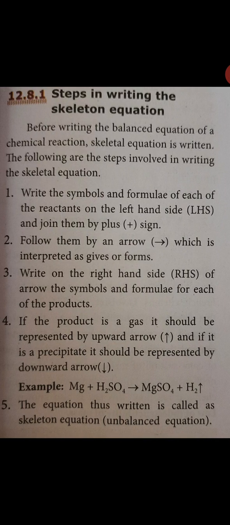Then the fifth step: this is an unbalanced equation. This equation is called a skeleton equation, and it is not balanced. Next we are going to see how to balance a chemical equation. These are the steps to be followed, and this is very important for the 5 marks.